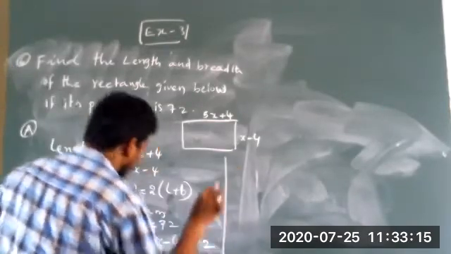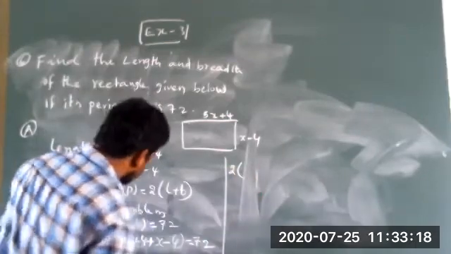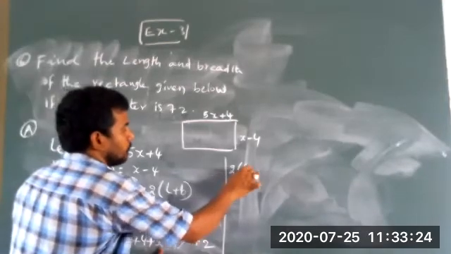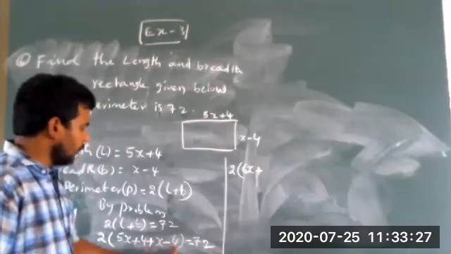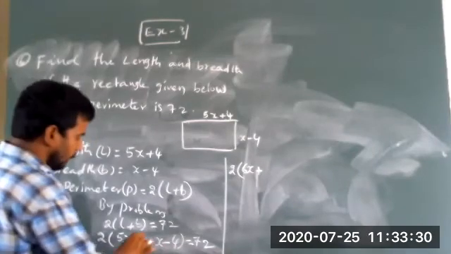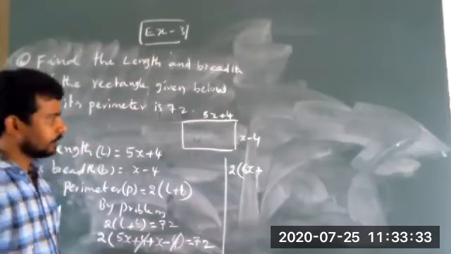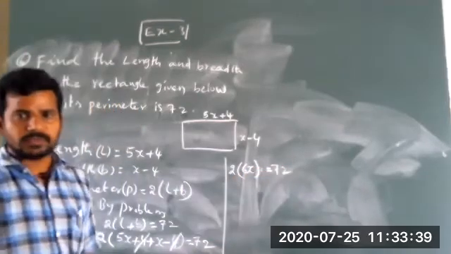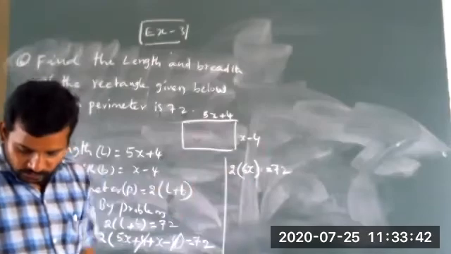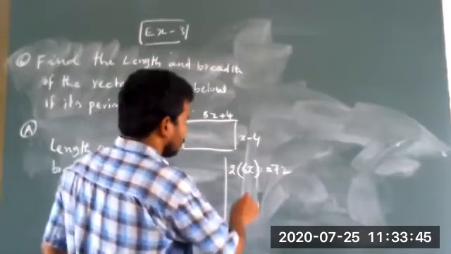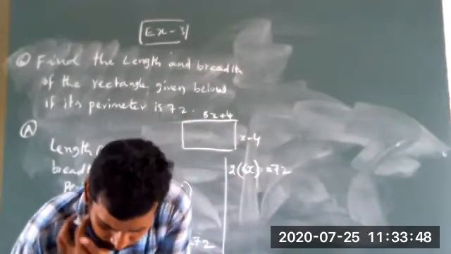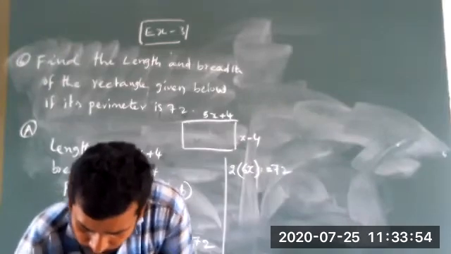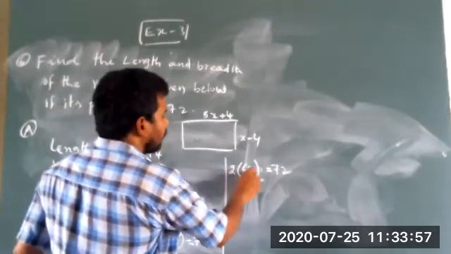Here, 2 of 5x plus x. How much, children? 5x plus x, 6x. Plus 4 minus 4. This is positive, this is negative. So plus 4 minus 4 we cancel. So 6x, only 6x. So 2 of 6x equal to 72. Right, 2 of 6x is equal to 72.